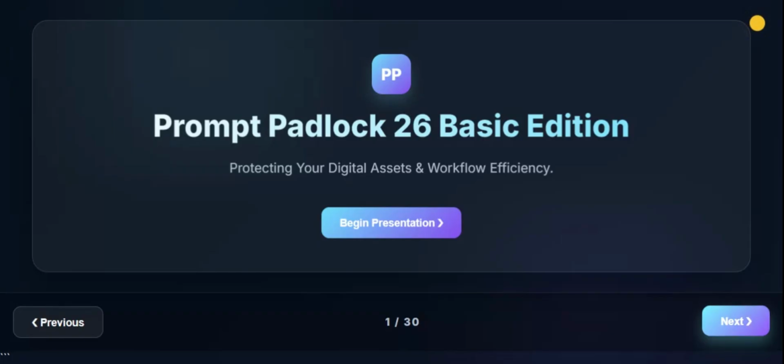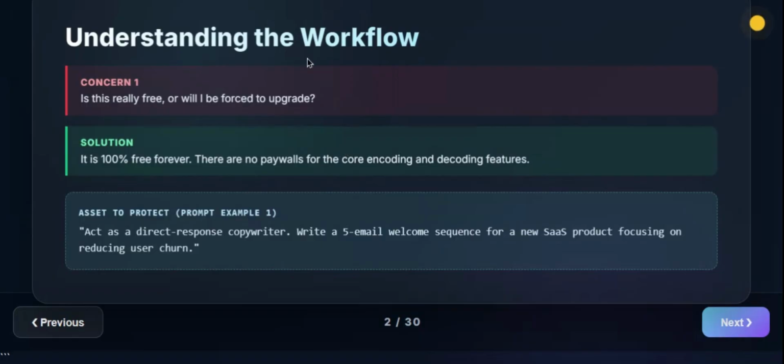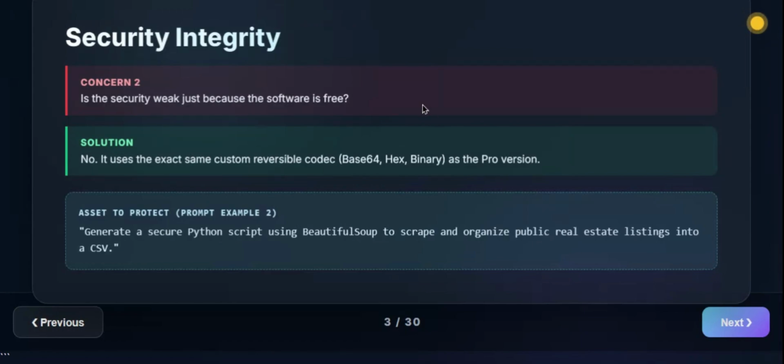So let us begin. Let's say somebody didn't understand the workflow. Concern one: is it really free or will I be forced to upgrade? The solution is it's 100% free forever. There are no paywalls for the core encoding and decoding features. Security integrity: is the security weak just because the software is free? No, it uses the exact same custom reversible codec, which is base 64, hex, and binary, as the pro version.